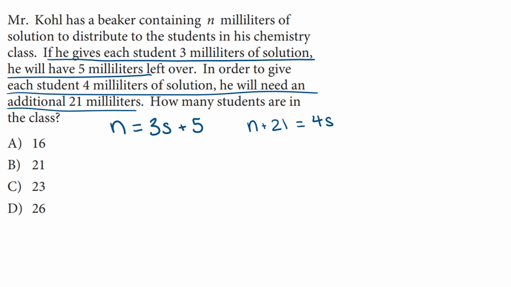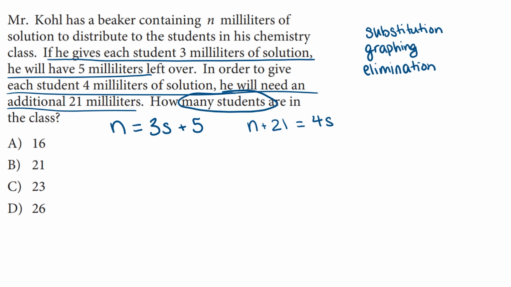So now that we have our two equations that represent this statement, we can solve for S, which is the number of students in the class. We want to know how many students are in the class. So, solving systems of equations, you can do that in 3 ways. You can solve by substitution, by graphing, or by elimination. In this case, I'm going to solve by substitution just because we have this n equals over here, so that's really easy to substitute.